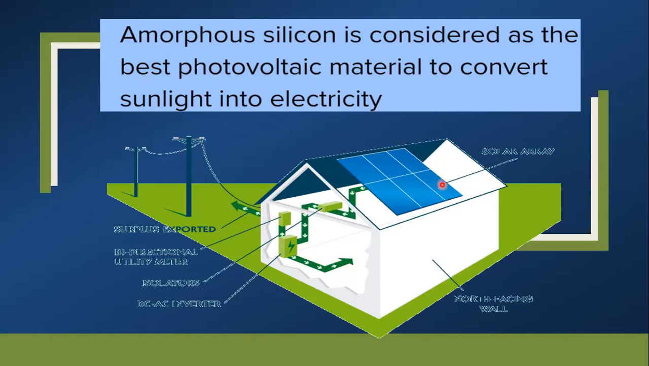As you can see, this is a cell that captures sunlight and further it is converted into electricity by this procedure. Amorphous silicon is used in this process.